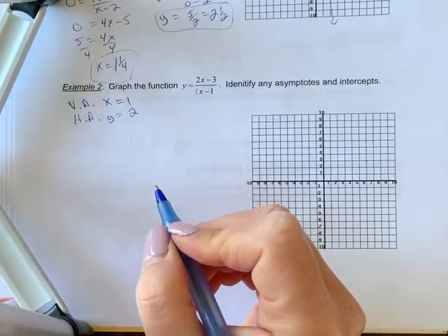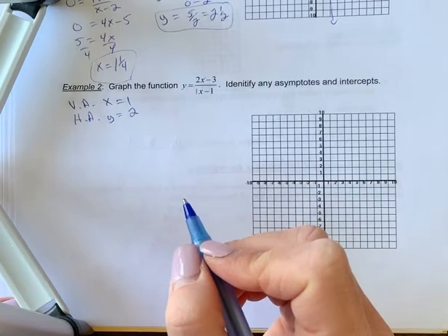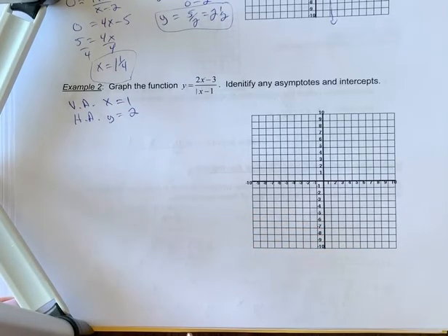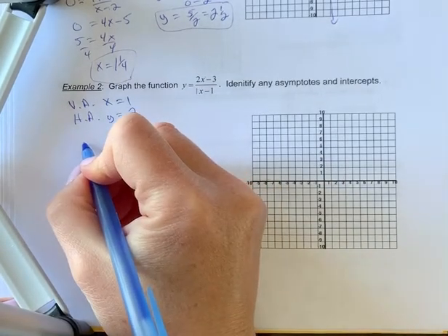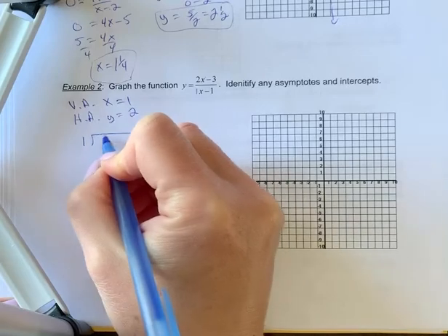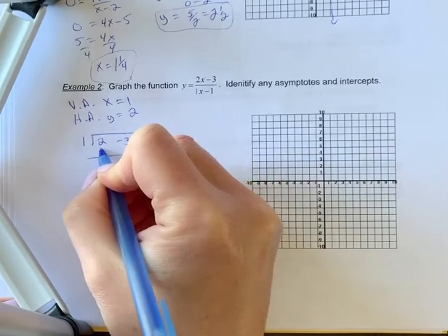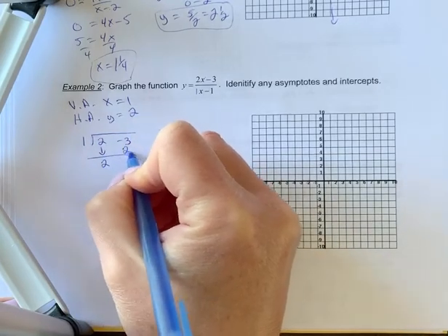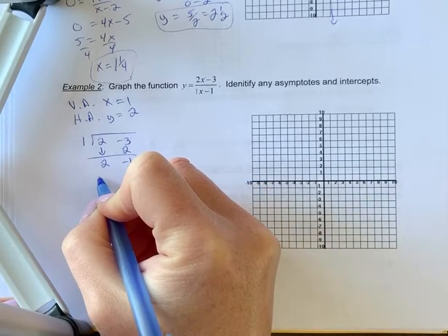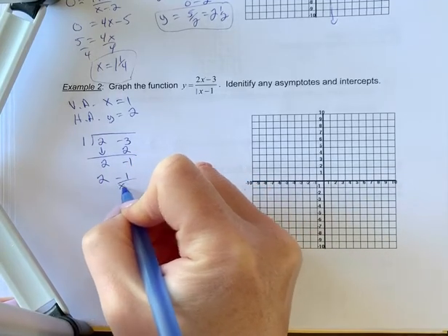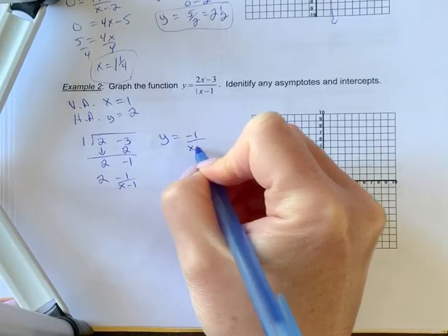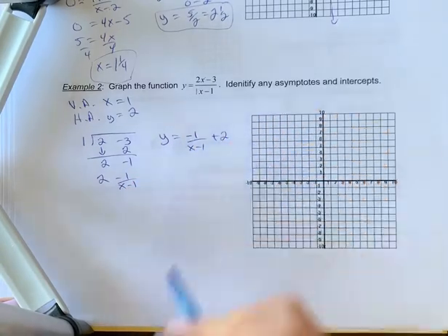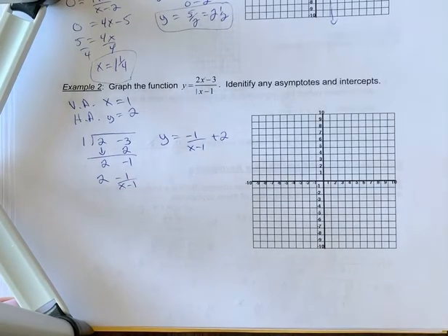Now let's find our a value. When we go to graph these, we'll also confirm our x and y intercepts. So I'm going to do synthetic division. Bring down that 2, multiply, add. So we get 2 minus 1 over x minus 1. So my equation looks like this: negative 1 over (x minus 1) plus 2. So the a value is still 1, so there is no stretch, but there is a reflection.